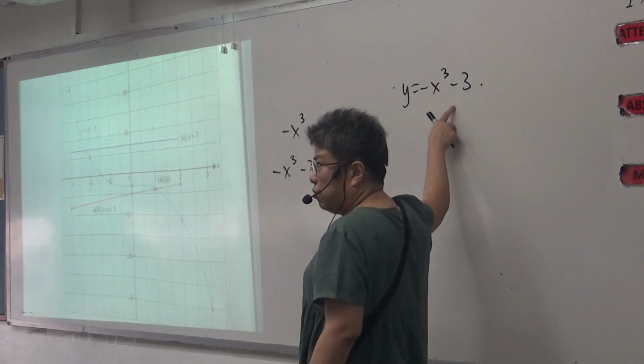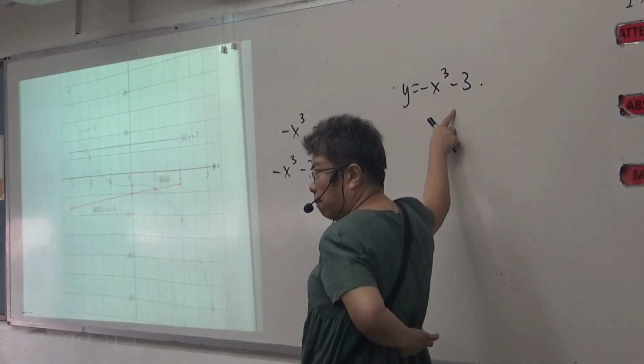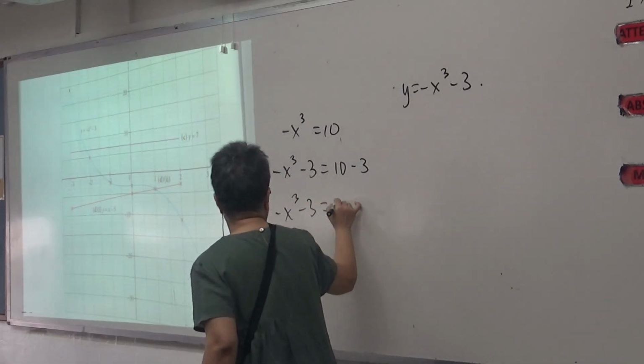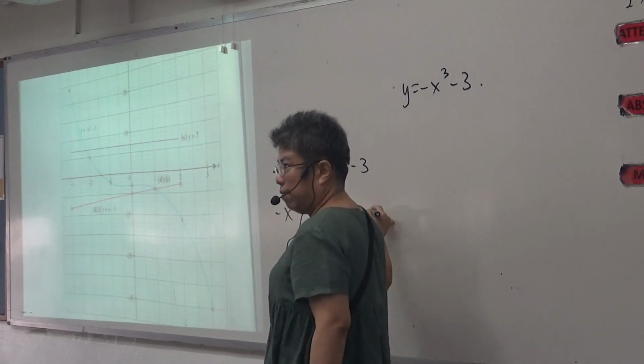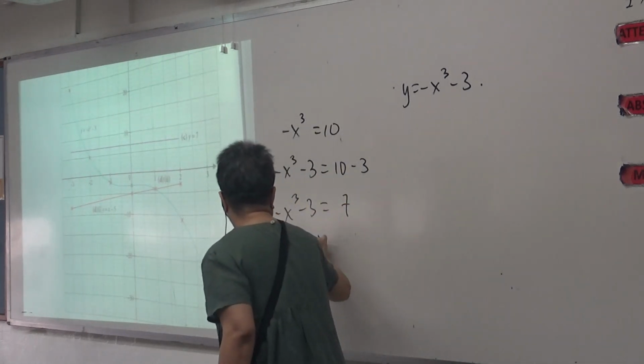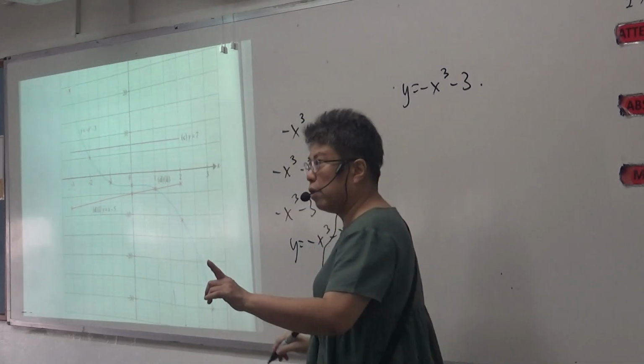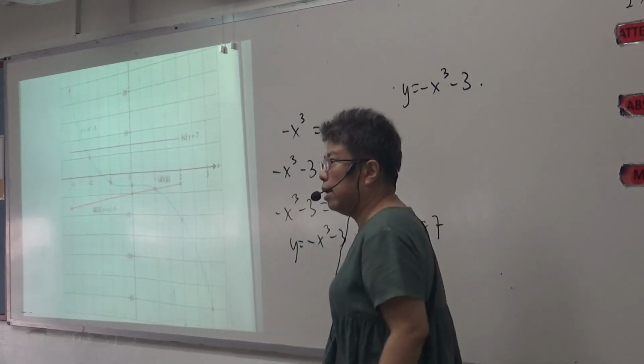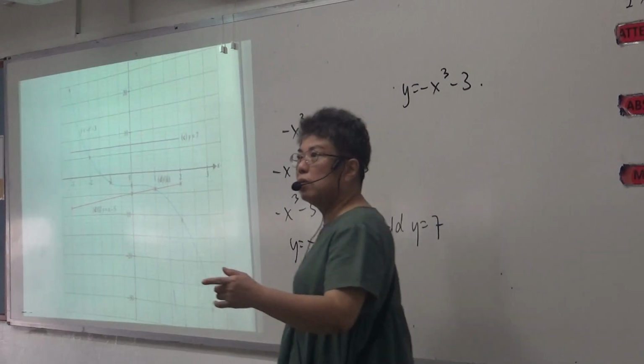I must have a negative 3, right? If not, I cannot use the graph. So I add 3 to minus 3, so I will get this equals what? 7. Now, do you agree that this one is the original graph? So I just need to add what? Y equals what? 7. Can you tell me y equals 7 is what kind of graph?